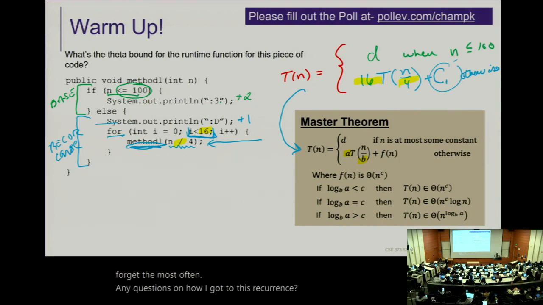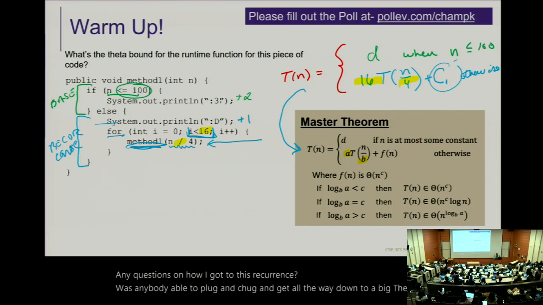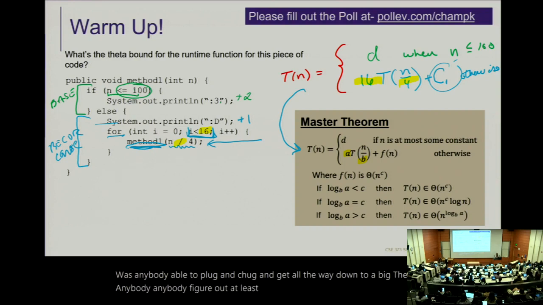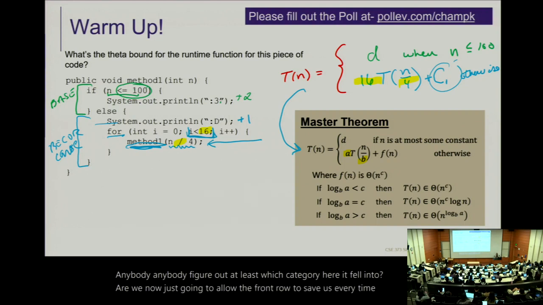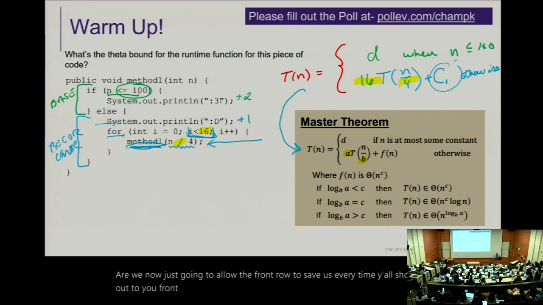Okay. Was anybody able to plug and chug and get all the way down to a big theta? Anybody? Anybody figure out at least which category here it fell into? Are we now just going to allow the front row to save us every time, y'all? Shout out to you, front row. I wish I could say I was a front row student in school. But you know what? You hold it together for all of us. Okay, what do we got? Who wants to give it to us?